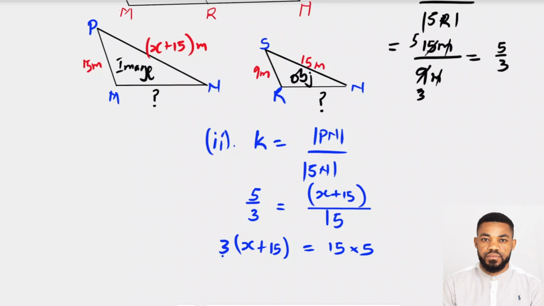I can decide to multiply this 3 by the terms in the bracket, but I don't want to do that because I've seen that 3 can go into 15 here. So I just have to divide here by 3, here by 3. But if you want to multiply this 3 by x and that of 15, no problem, you're going to get the same answer. So this one will cancel this one. Now 3 goes into 3 once, it goes into 15 5 times.